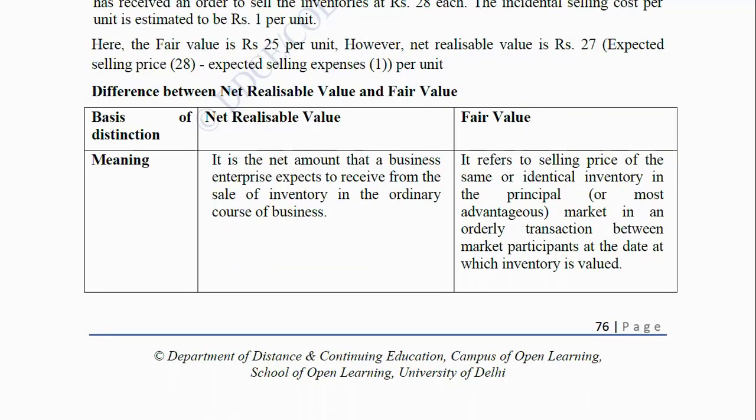Difference between net realizable value and fair value. Meaning of net realizable value: it is the net amount that a business enterprise expects to receive from the sale of inventory in the ordinary course of business. Fair value: it refers to the selling price of the same or identical inventory in the principal or most advantageous market in an orderly transaction between market participants at the date at which inventory is valued.